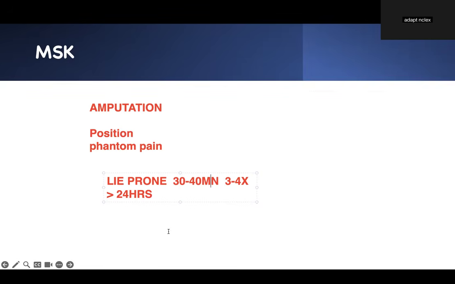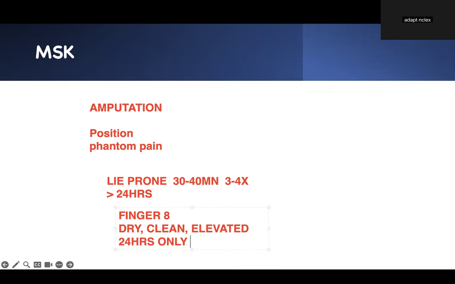Very, very key. You got to wrap the stump. How do you wrap it? Figure of 8. What do you do with it? You got to keep it dry. You got to keep it clean. And it has to be elevated when? Only 24 hours. Pay attention. 24 hours only. After 24 hours, that's when you start putting them in the prone position.